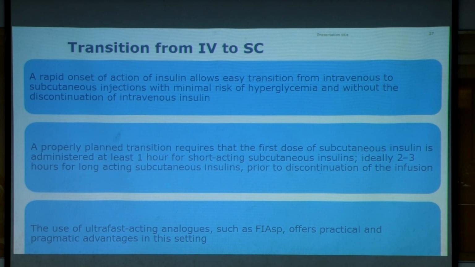So transition from IV to subcutaneous: the rapid onset of action of insulin allows the easy transition from intravenous to subcutaneous injections with minimal risk of hyperglycemia and without the discontinuation of intravenous insulin. And a properly planned transition requires that the first dose of subcutaneous insulin is administered at least 1 hour for short-acting subcutaneous insulin, and ideally 2 to 3 hours for long-acting subcutaneous insulin, prior to the discontinuation of the infusion. Then, the use of the ultra-fast-acting analogs offers the practical and pragmatic advantage in this setting. Any short-acting or ultra-short-acting insulin, whether it's Lispro or even Aspart, you can use it.